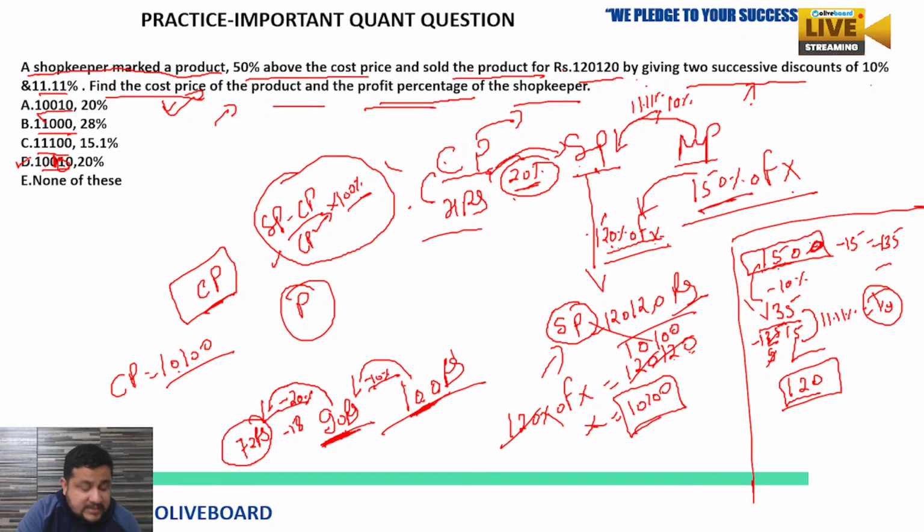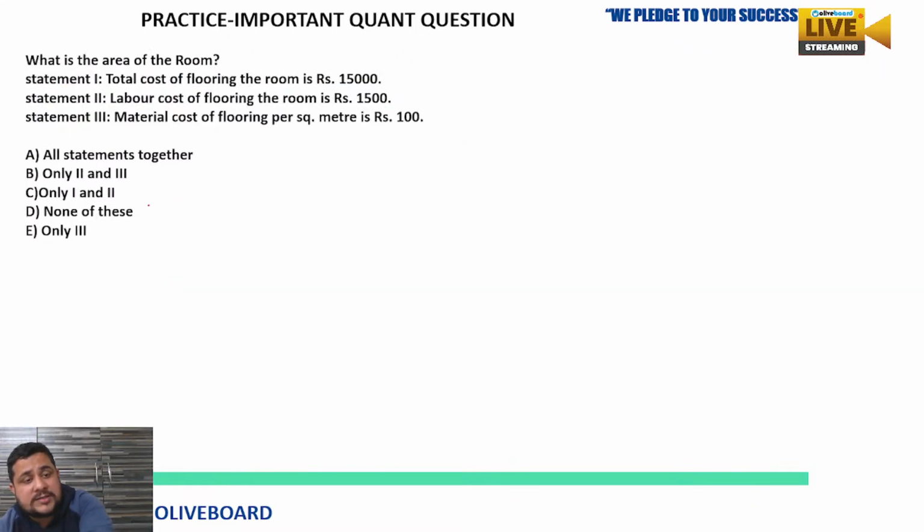Okay, is this clear to all of you how we approach? Profit percentage we already got, that is 20%, because 120% of x, and x we assumed as the cost price. So 120% of cost price is selling price, so 20% profit ultimately is there. Now you just have to find the cost price with the help of the given selling price. I hope you understood it. Option D is the correct answer. Let's move on to the next question.